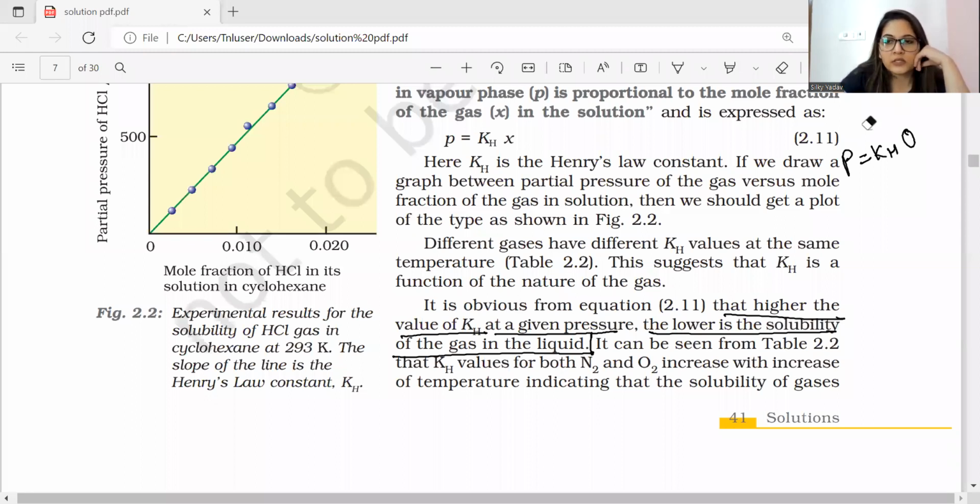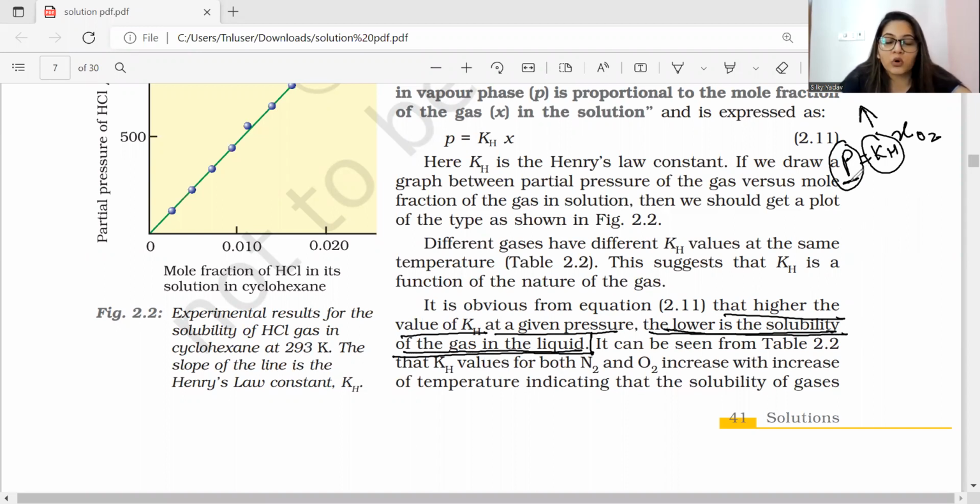This is what the equation is: X of, let's say, oxygen. If the pressure I'm applying is the same, the higher the value of KH, at a given pressure I am keeping the same, the lower is the solubility of a gas.